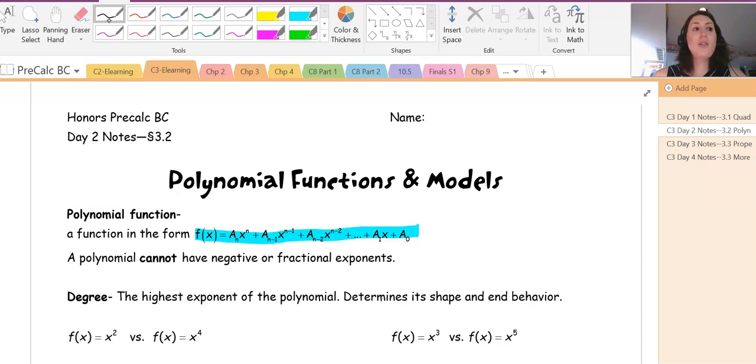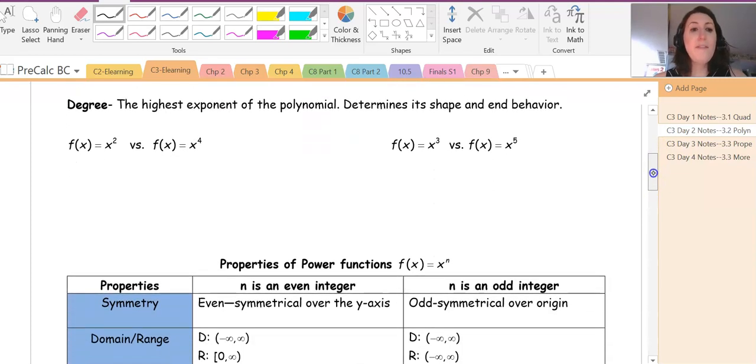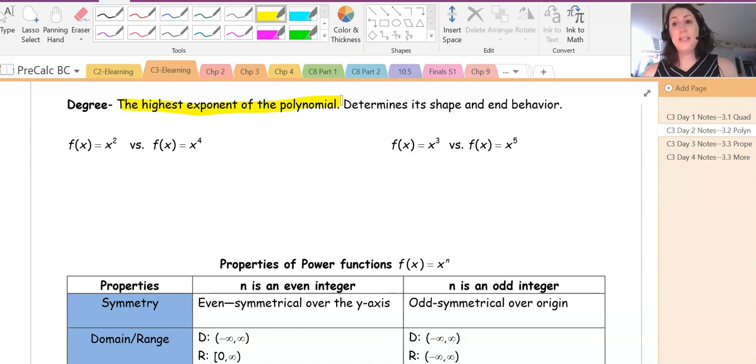And there are certain aspects of polynomial functions that we're going to discuss in this lesson today. One thing is the degree, and the degree of the polynomial function is represented by the highest exponent of the polynomial, and what that does is determine its shape and end behavior. End behavior meaning what it's doing at the ends of the graph. Is it going up? Is it going down? What is it doing? It's doing one of those two things.